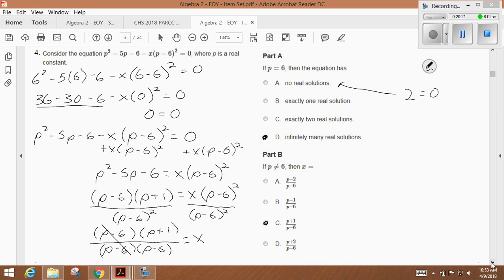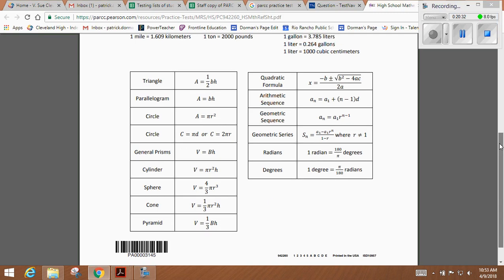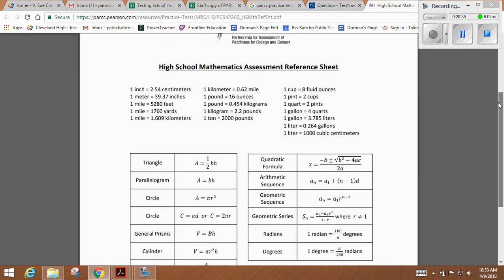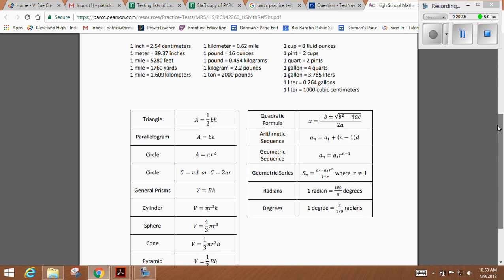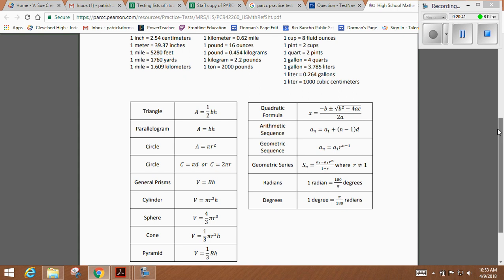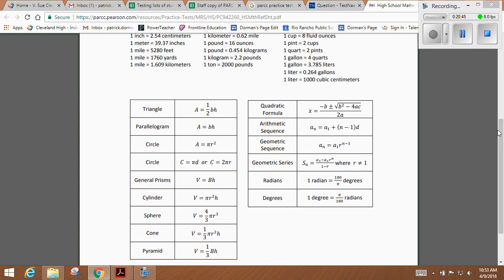Will the formula be on it too? So that is a great question. Will the formulas be on there? Let's go ahead and get the formulas up for you. These are the formulas that you're provided with. This is your high school mathematics assessment reference sheet. That is what you get to know.